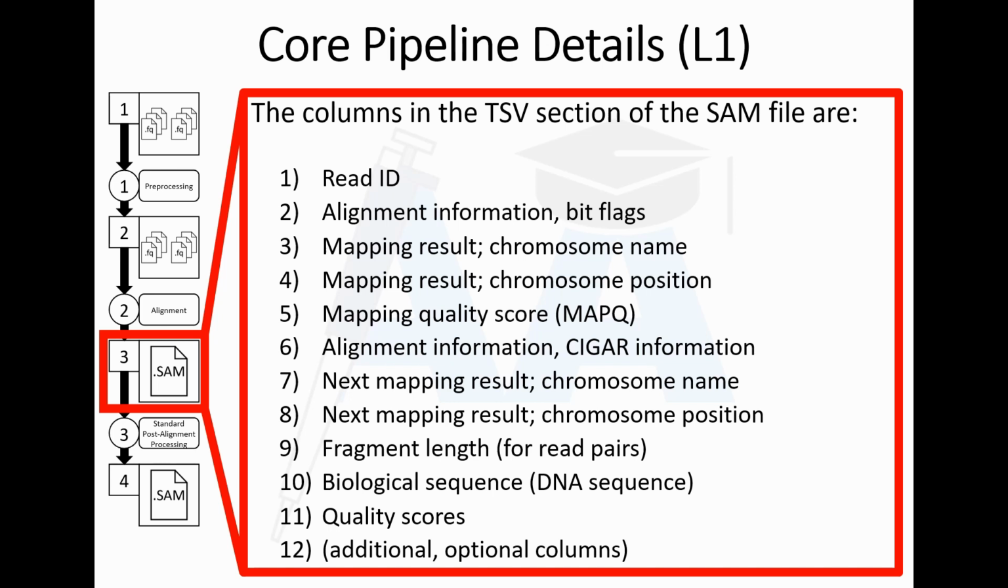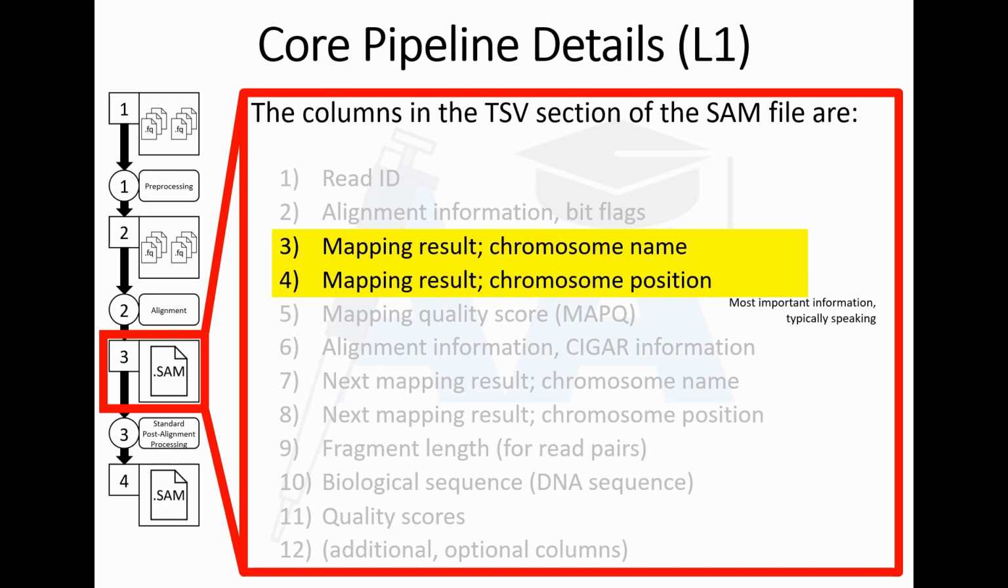The seventh and eighth columns contain the chromosomal coordinates of the next read in the data. The 10th and 11th columns contain the DNA sequence and quality scores of the read respectively. These are not always identical to that of the corresponding entry in the original FASTQ file. Some SAM files have additional columns with additional information depending on which program generated them. The most important information lies in the third and fourth columns, which contain the chromosomal coordinates of the alignment.